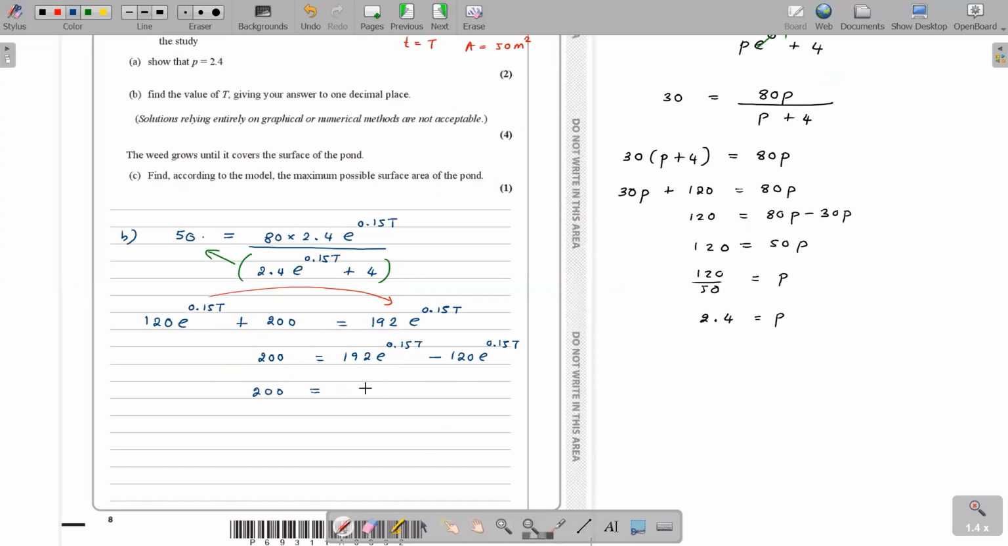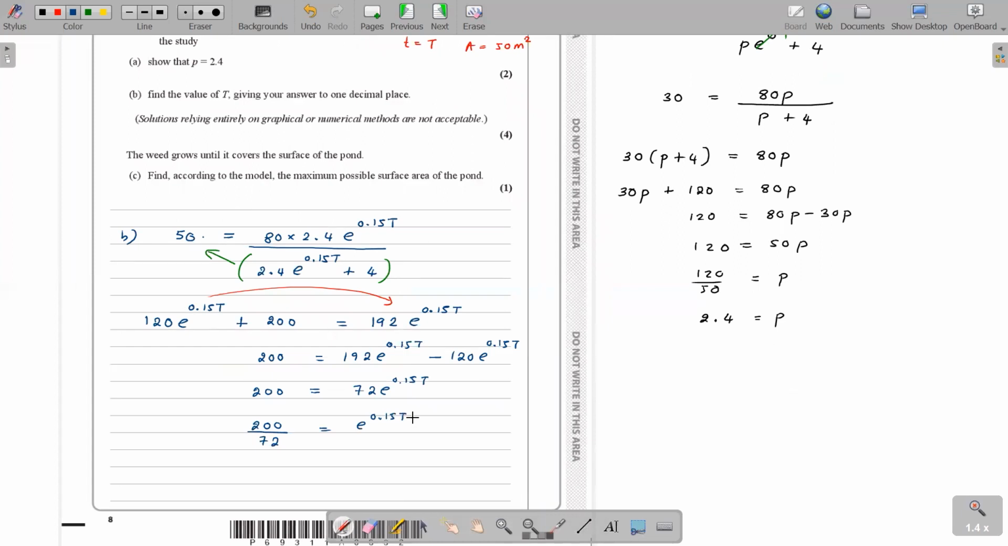192 minus 120 is 72 e to the power 0.15 t. So now take the 72 to the other side as a division. So 200 over 72 equals e to the power 0.15 t. Now, what's the next step?